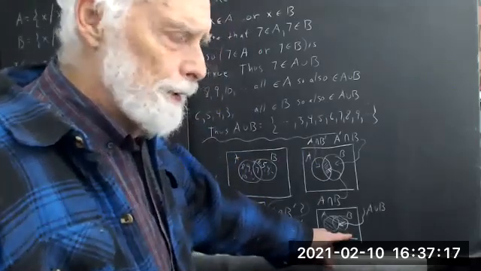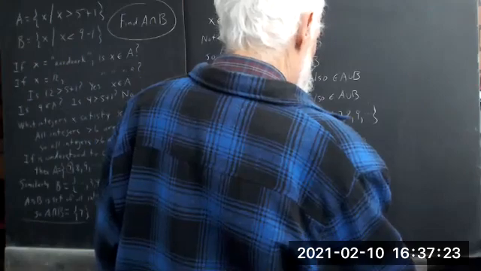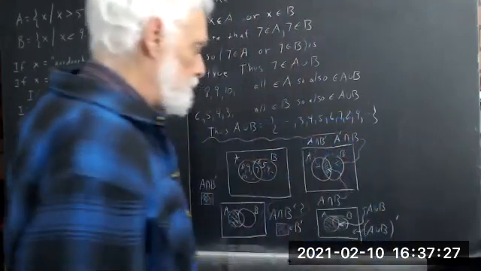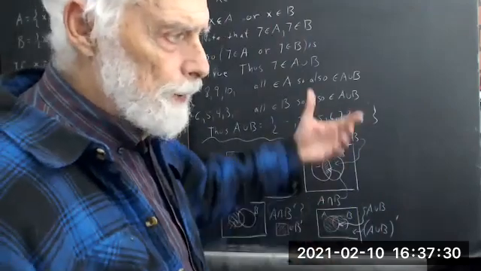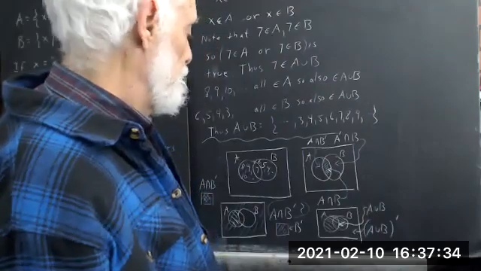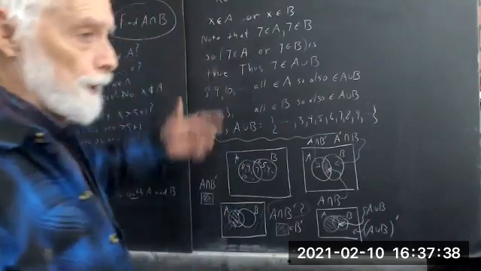And then this set out here is everything outside of A union B. So it's the set (A union B) prime. And there we have it. Okay, well, that's a little bit about Venn diagrams for two sets and the shading.